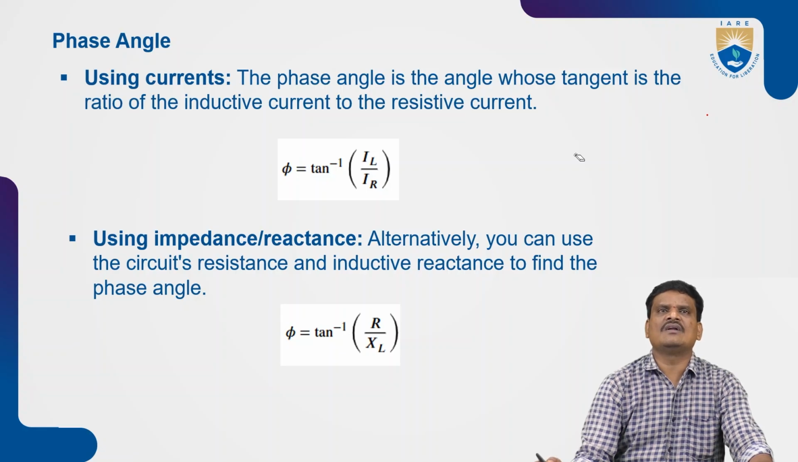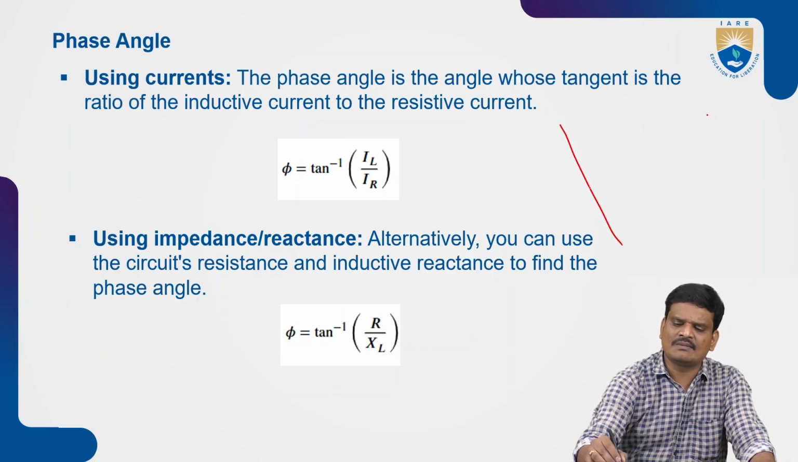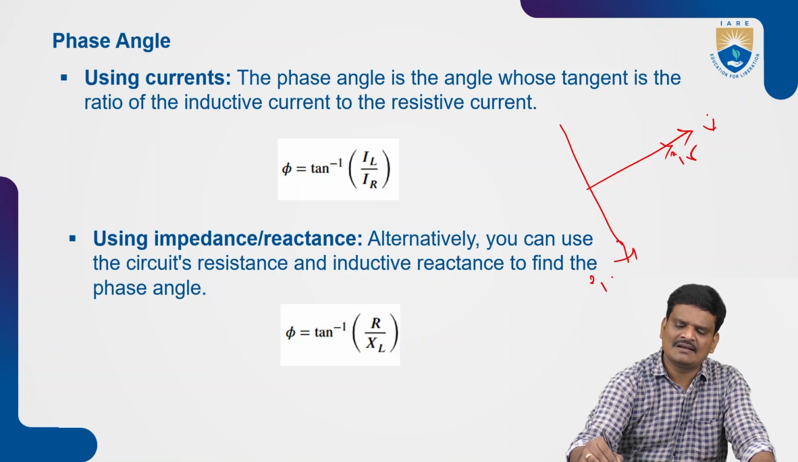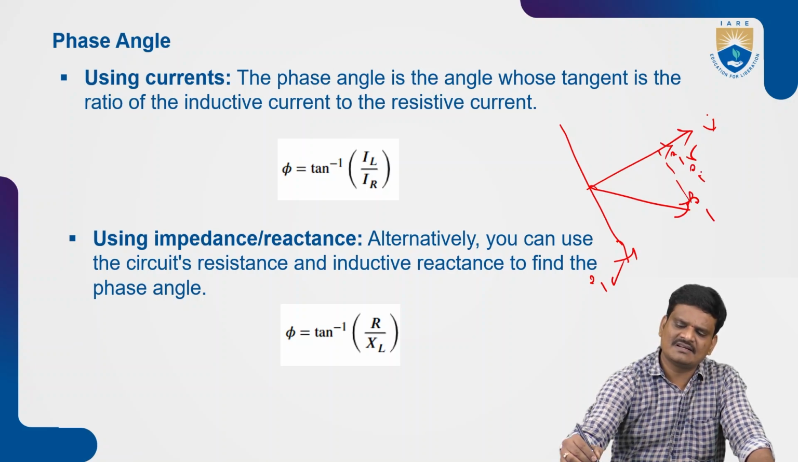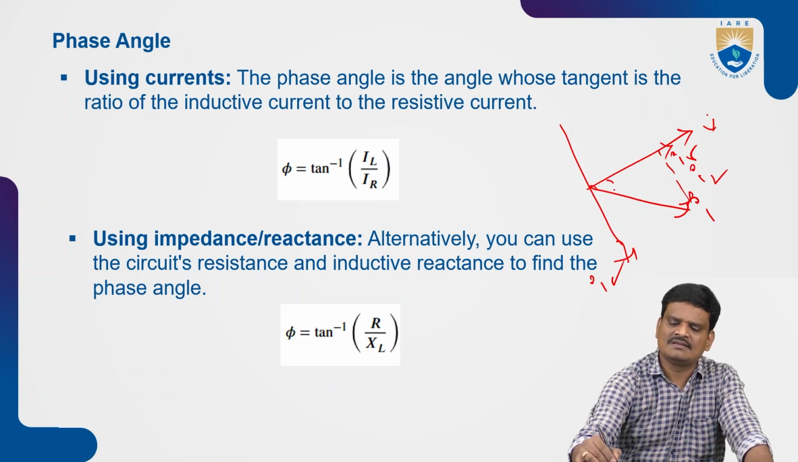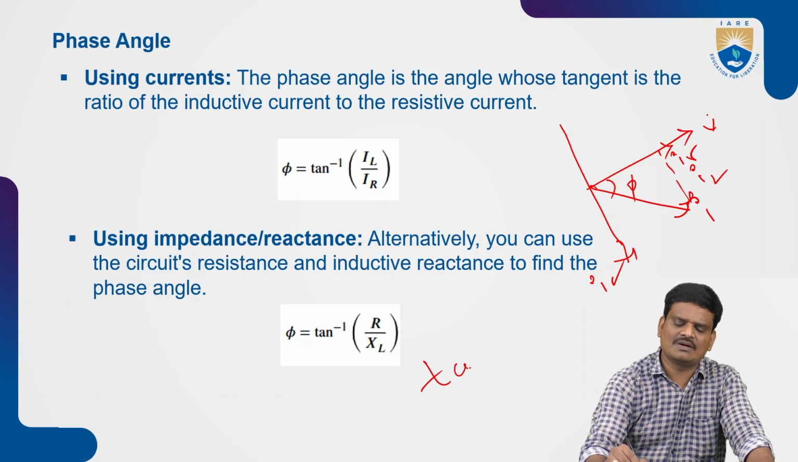In general, in order to calculate the value of the phase angle, you need to consider the phasor diagram again. So what is the phasor diagram obtained? This is my voltage, this is IR, this is IL, and this is my I. By using the phasor diagram representation, this is tan phi. So in general, what is the formula to calculate tan phi? Tan phi is nothing but the opposite side by the adjacent side.